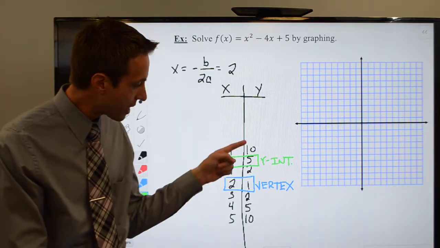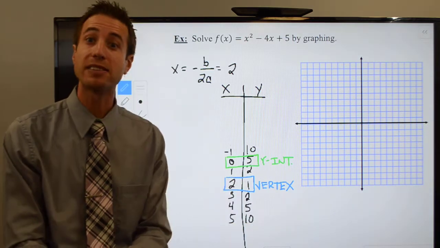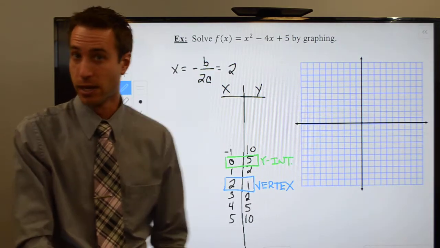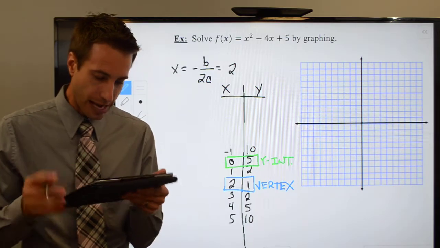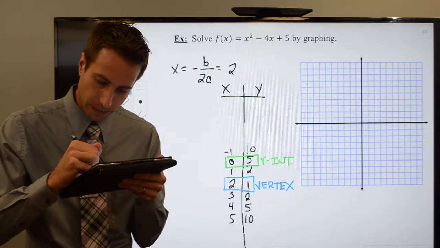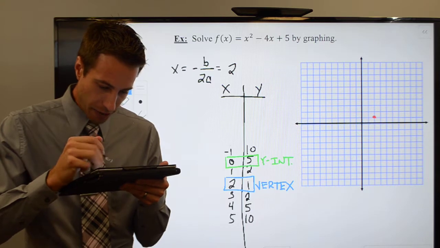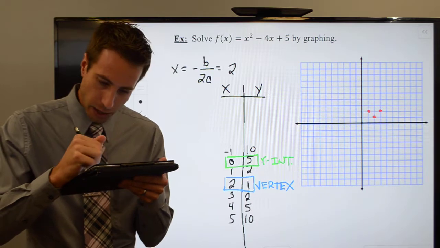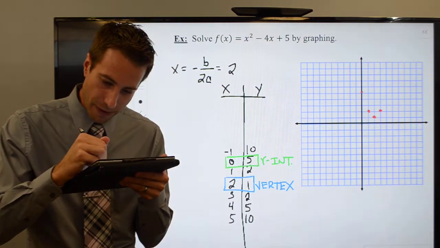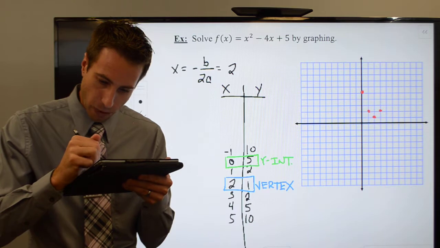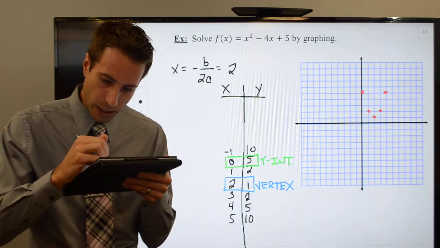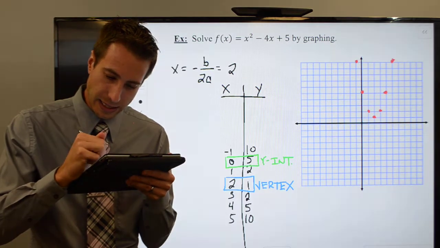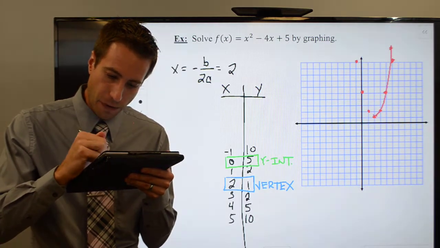Fascinating. Please notice that nowhere in the y column do I have a 0. What that means is I don't cross the x-axis. So if we go ahead and graph this, 2, 1, 3, 2, 3, 2, and 1, 2, 5, 1, 2, 3, 4, 5. There's my y-intercept, and 4, 5, and then negative 1, 10, and 5, 10. Yeah, exactly what we would have expected from my table.